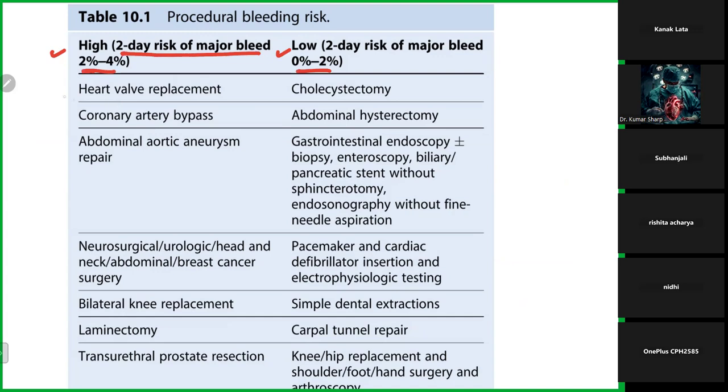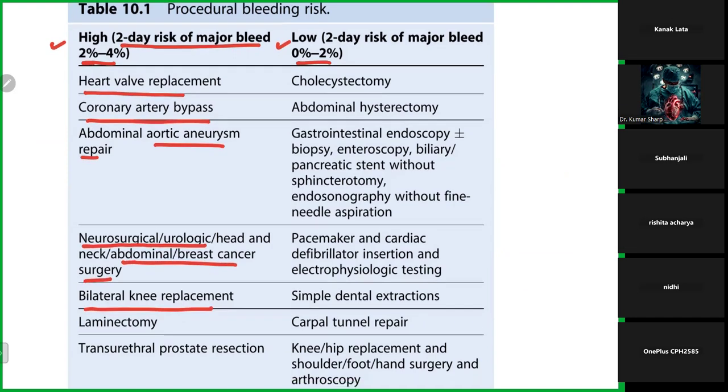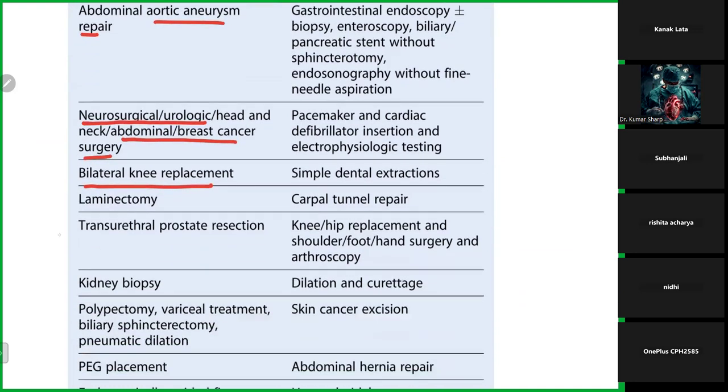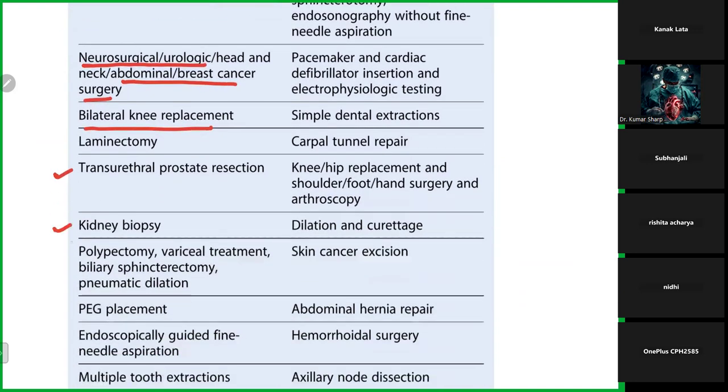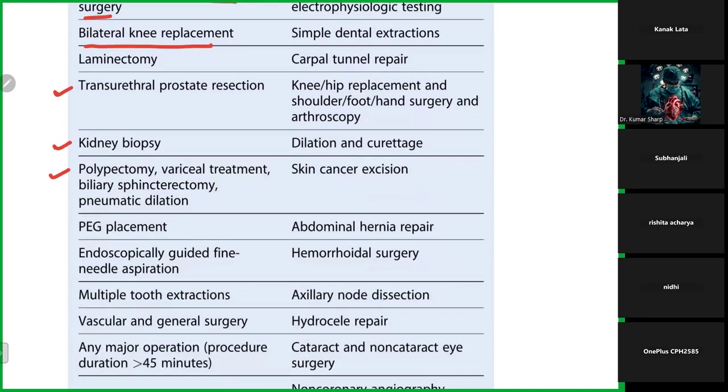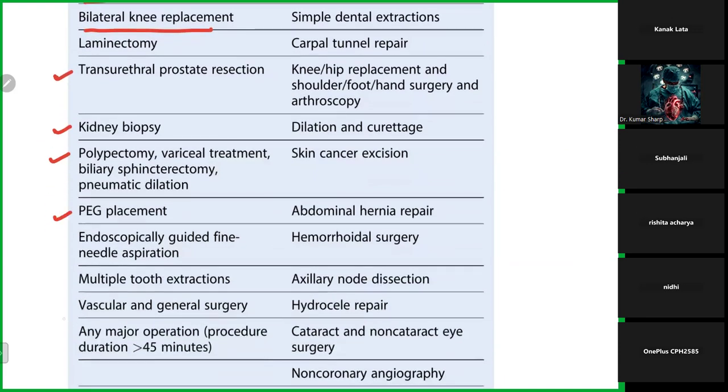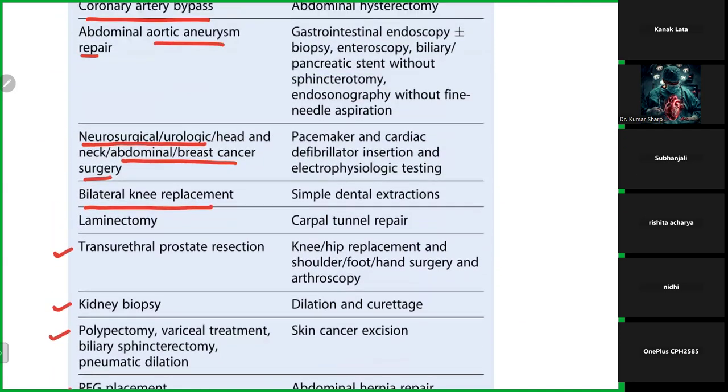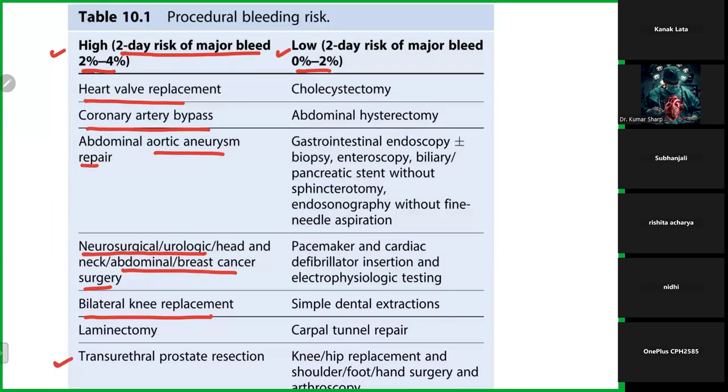A brief description: heart valve replacement, coronary artery bypass, abdominal aortic aneurysm repair, neurosurgical, urological, head and neck, abdominal or breast cancer surgery, bilateral knee replacement, and others which you can see over here: TURP, kidney biopsy, polypectomy, PEG placement, vascular and general surgery, and any major operation with a procedure duration of more than 45 minutes. These come under the category of high procedural bleeding risk.